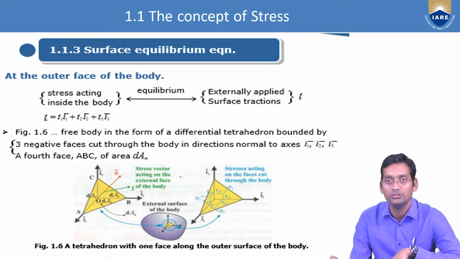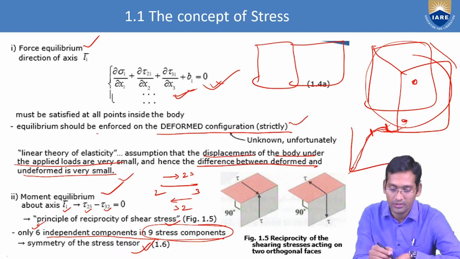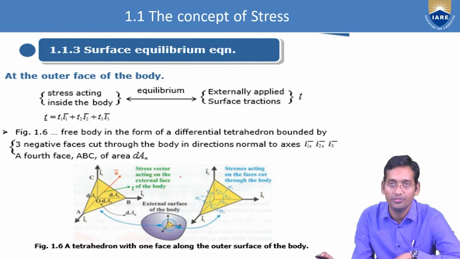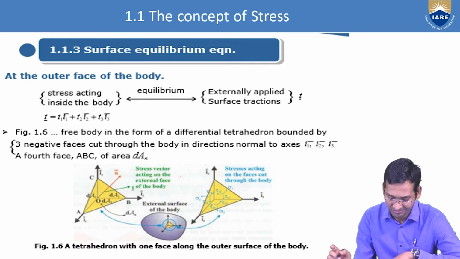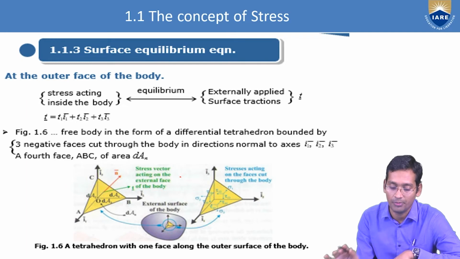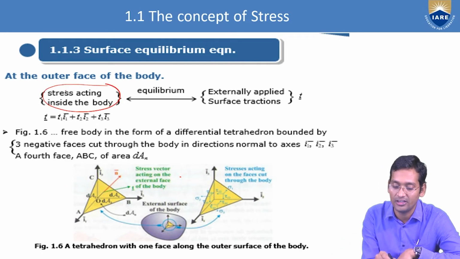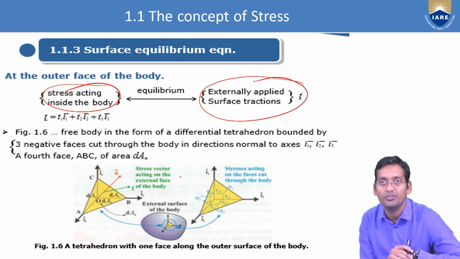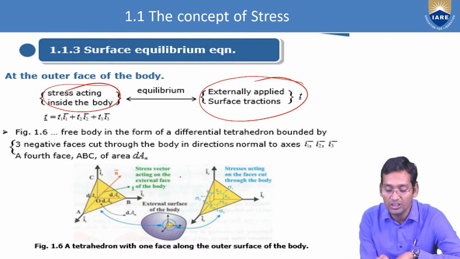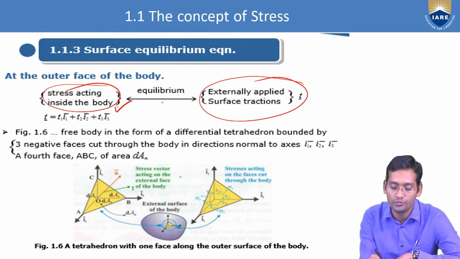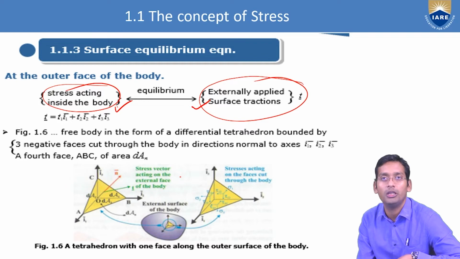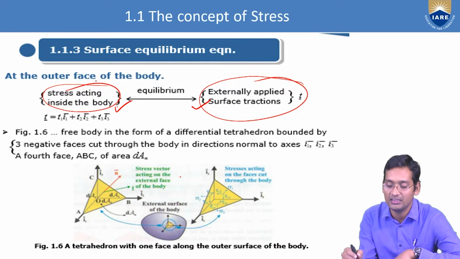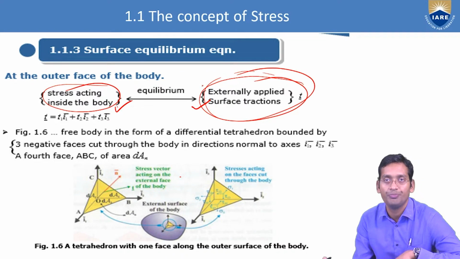Now, first we saw force equilibrium, then moment equilibrium, and next is the surface equilibrium equation, on the outer surface. Let's see: the stress acting inside the body and the externally applied surface traction, that is, the externally applied force, these two must be equal. If these two are not equal, the body won't be in equilibrium. Whatever internal force is acting internally must be equal to the external force.